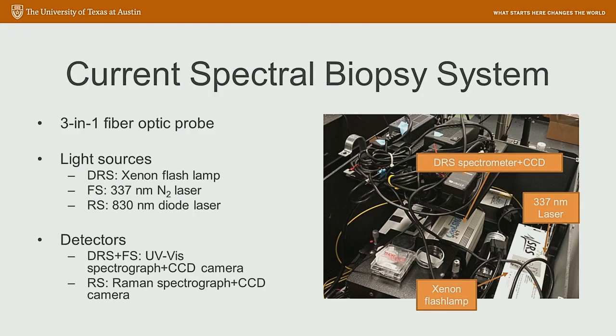Our current spectral biopsy system has a 3-in-1 fiber optic probe, as I mentioned, as well as various light sources and detectors for exciting and collecting the different forms of spectroscopy. For DRS, we use a xenon flash lamp. For FS, a 337 nanometer nitrogen laser, and for Raman, an 830 nanometer diode laser. The spectra are collected by a UV-visible spectrograph and CCD camera for DRS and FS, as well as a Raman spectrograph and CCD camera for Raman spectroscopy.